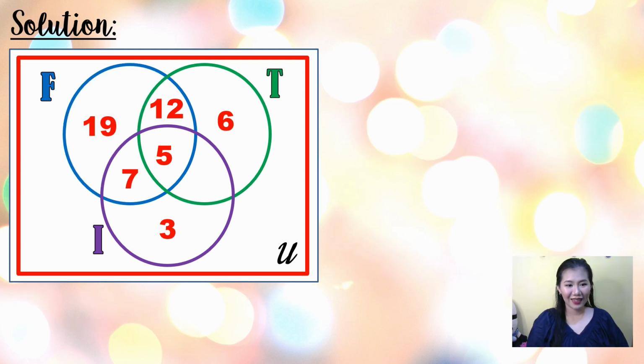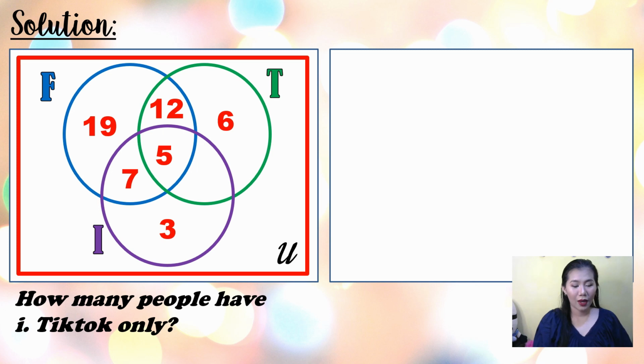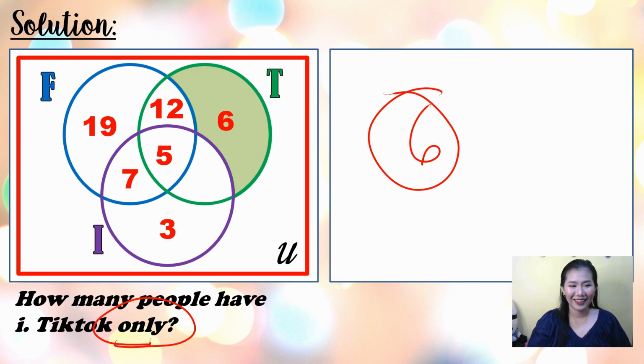Okay, so let us have the next one. The next one is we are asked to determine how many people have TikTok only. So in this case, again, you are asked where is that portion which tells us the TikTok only. So, may I shade it for you there. As you can see, that green portion is none other than the TikTok only. Do you need to compute? There is no more computation. So, therefore, our answer is 6.